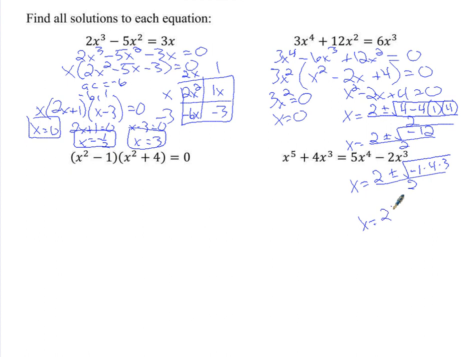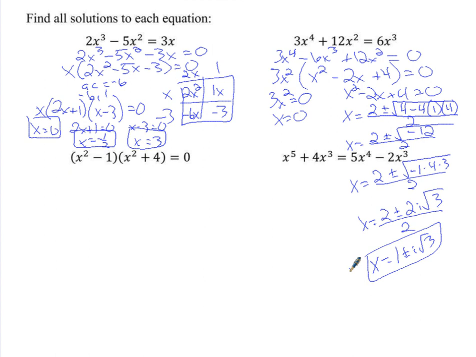So x equals 2 plus or minus. Now I simplify that root. The square root of 4 is 2. The square root of negative 1 is i. So i root 3 all over 2. And then notice that we have this factor of 2 here, here, and here, so I can reduce that to x equals 1 plus or minus i root 3.